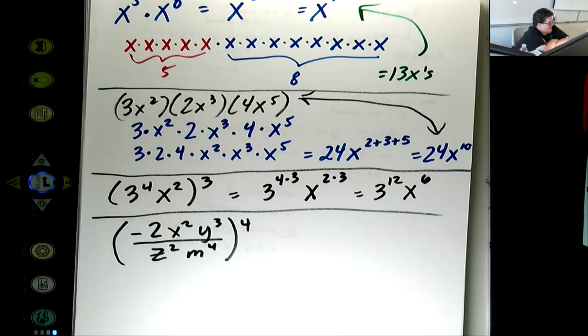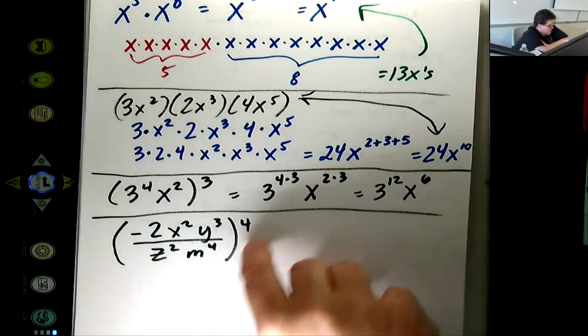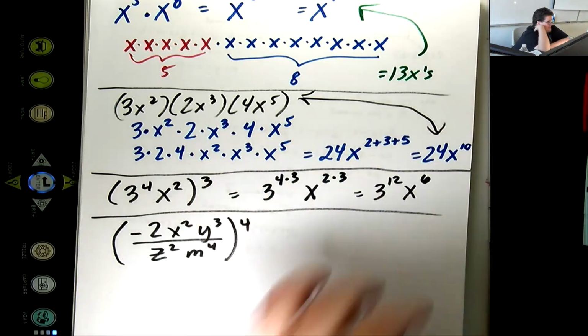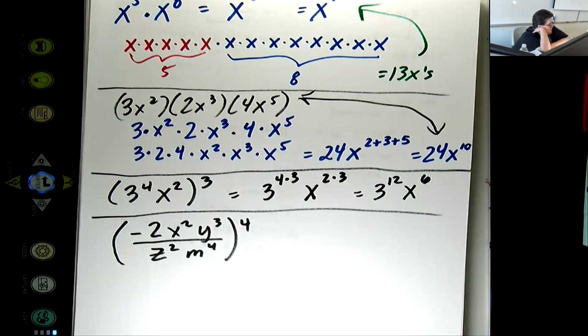Go for it. Try to figure this one out. Try it. We showed that you distribute the exponents inside. We've shown it all, we just haven't made it all big like this. Give it a gander, we'll do it together in a couple minutes.